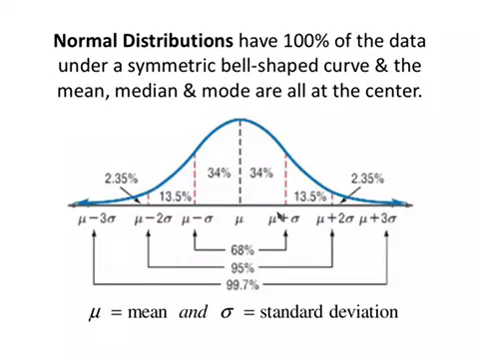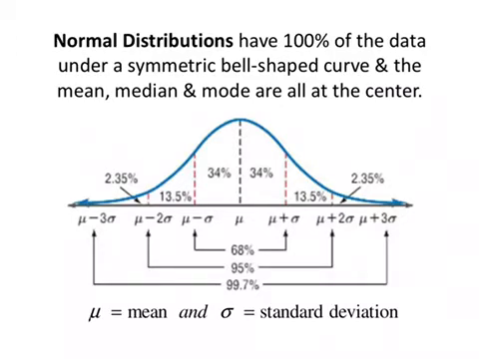So when I take one step to the right, that's one standard deviation added to the mean. Take another step, that's 2 standard deviations added. Take another step, that's 3 standard deviations. Standard deviations, again, are the steps to the right and steps to the left for the data.